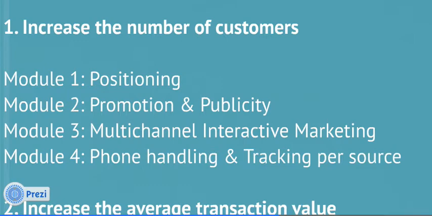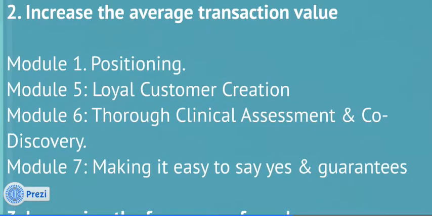And Module 4, we look at phone handling and tracking per source, so we make sure that we get the customers to come in and see you. Then we increase the average transaction value. So we're looking at Module 1, positioning. We're looking at premium options and how we can create an experience which will justify higher spends.